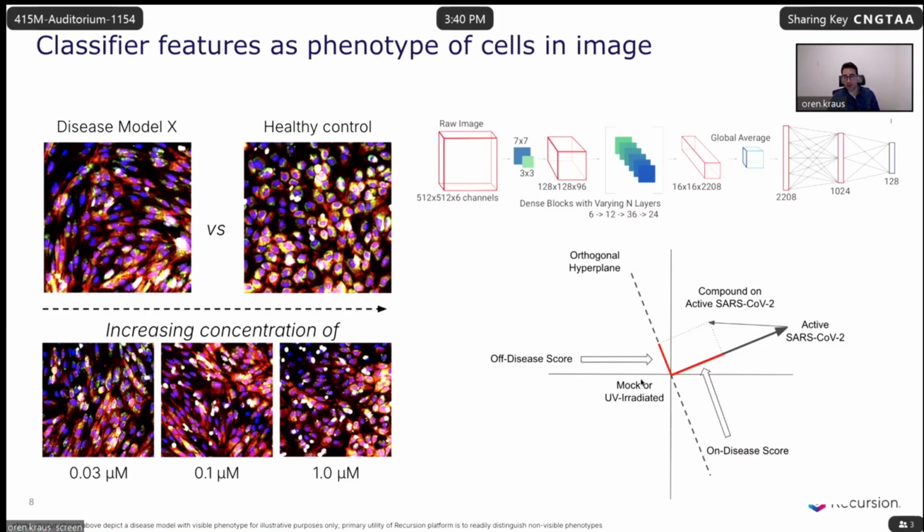So in this example, we're looking at a disease model of SARS-CoV-2. And we can generate a vector in high dimensional space that indicates the direction of the phenotype from the control condition to the disease condition. And then as we start screening compounds, we can try to see which ones revert the phenotype in the direction of the disease. So we can project those vectors onto the healthy disease vector and ideally find compounds that have a strong on-target effect.